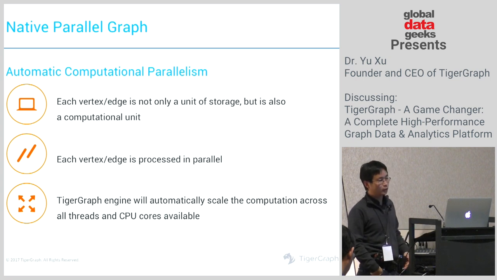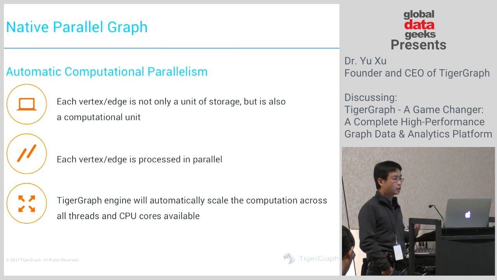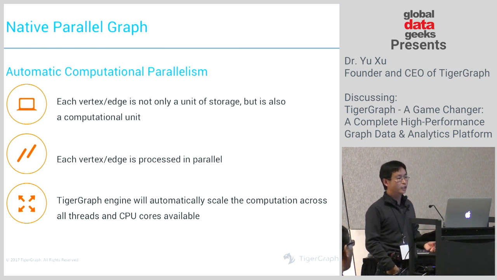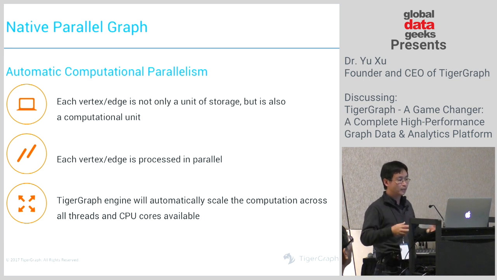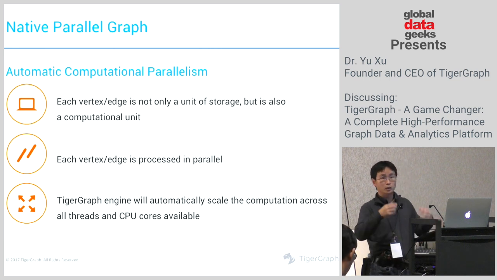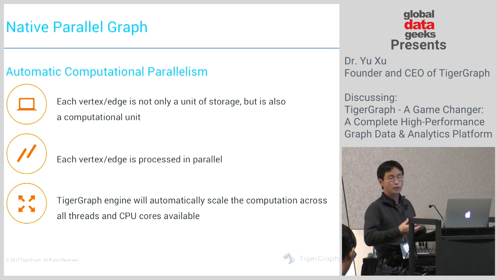At the TigerGraph, we are designed from ground up to solve this real-time deep link challenge. Our solution is what we call the first native parallel graph. Native means we build everything from scratch, optimized for graph data structure, for graph traversal, for graph computing. Parallel means at the high level, at the logical level, in our system, each vertex, each edge is not just a unit of storage anymore, but more importantly, it's a unit for computation. At the high level, each vertex, each edge can be associated with some computational function.